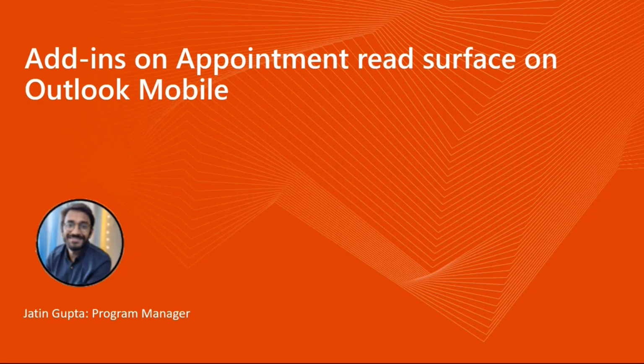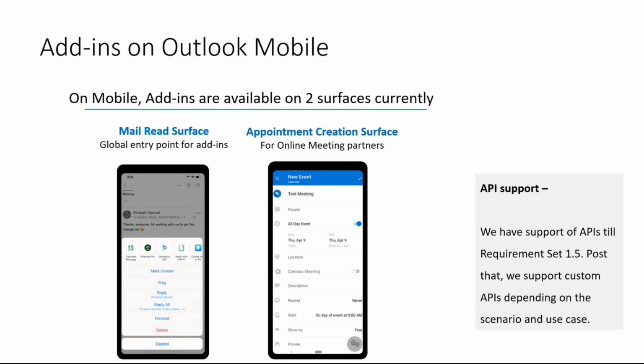So just to first give a very quick background. Currently on Outlook mobile, add-ins are supported on 2 key surfaces. The first surface is the global entry point, which is a mail read surface, where when you tap on the 3 dots on the overflow menu, you see the add-ins here. And the other surface is the appointment creation surface, which is specifically for the online meeting partners like Zoom, WebEx, etc.